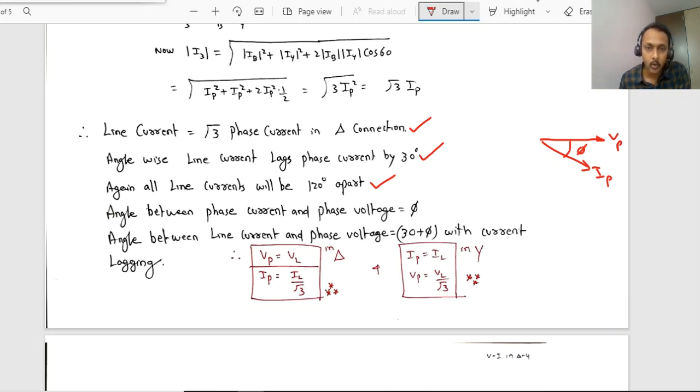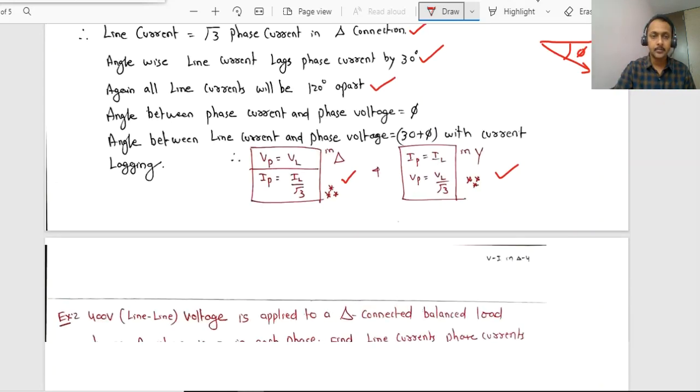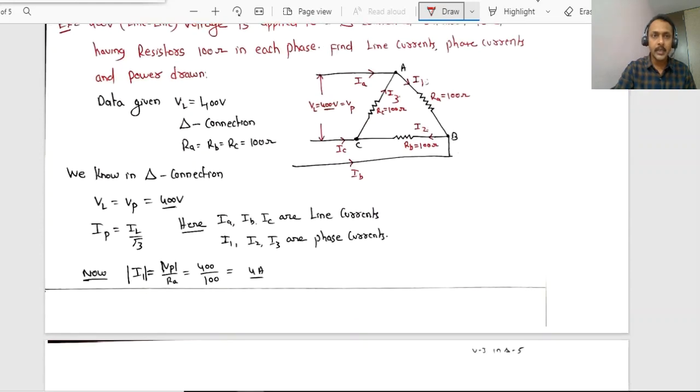V phase equals V line and I phase equals IL by root 3 in delta connection. Whereas in star connection, I phase equals I line, phase current is same as line current, whereas phase voltage equals VL by root 3 magnitude wise. Clear? Right. Now, let me see an example.